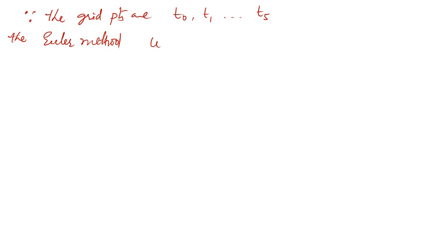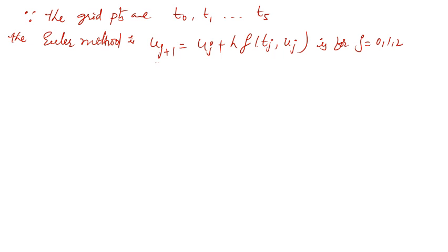Let me write once again. Since the grid points are t naught, t1 up to t5, the Euler method is u j plus 1 equal to u j plus h into f of t j comma u j, for j equal to from where to where? I know the u0 value, I have to get u1, u2, u3, u4, u5. So u5 means up to j equal to 4 only. Okay, this is my equation 1 like the previous one.